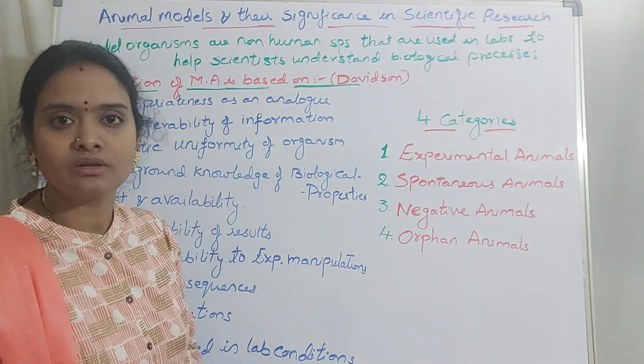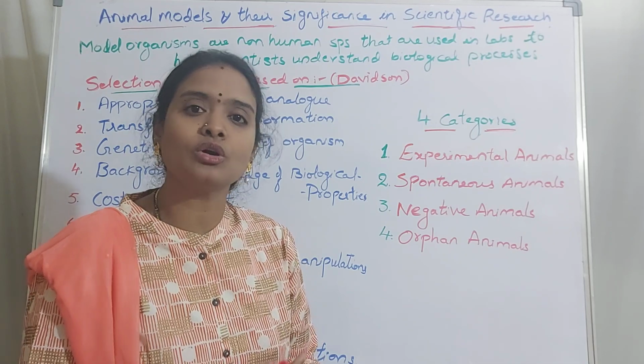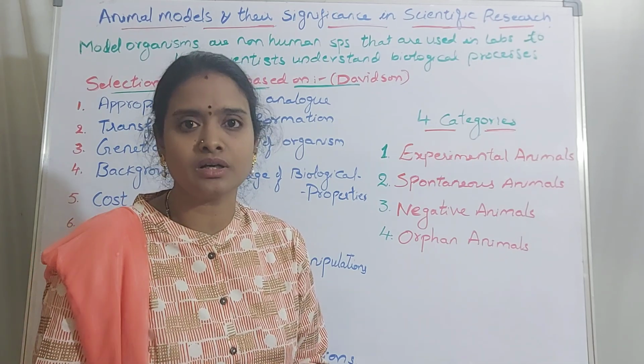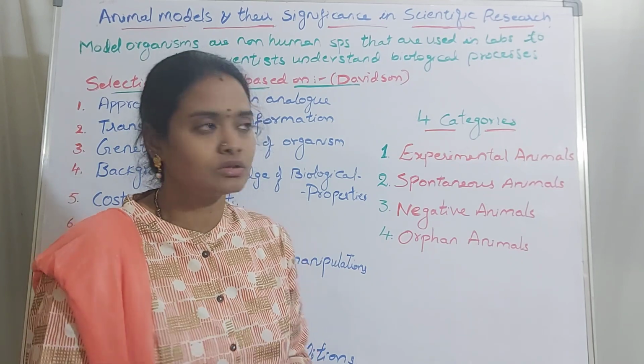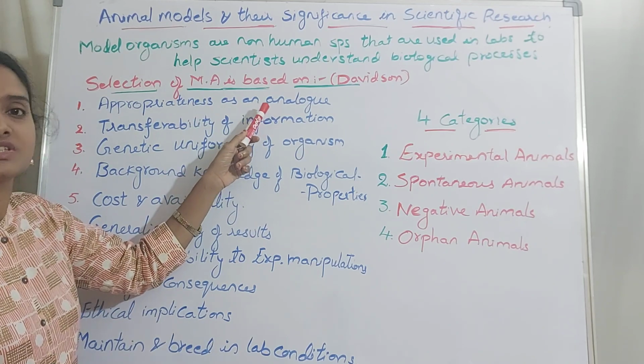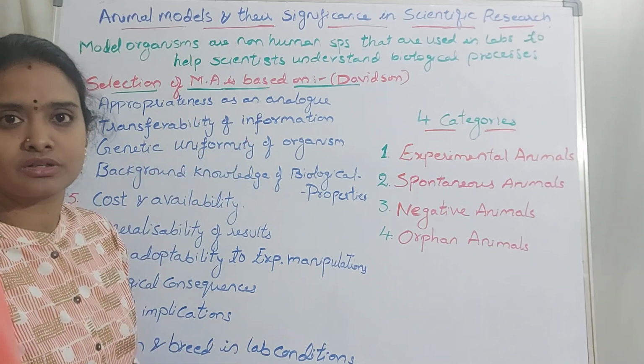the human. When you want to do research on the brain, you are going to select an animal whose brain is more or less similar to the human brain. Like that, you have to select an appropriate analog which is more or less similar so that you can go for the comparative study.